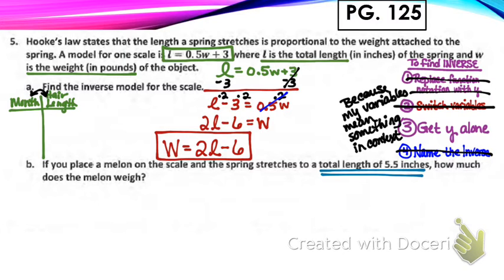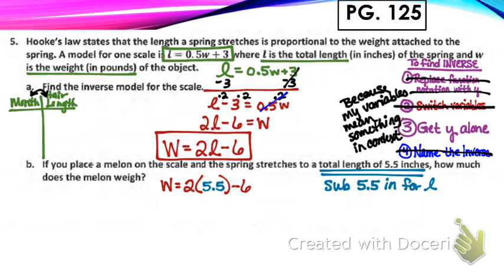What would I do with that length to try to figure out the weight? Yes, we're going to substitute 5.5 in the place of L. Since I'm substituting it in and the W is on the other side, this is my input. Once I substitute it in, I'm just going to perform those operations and get my answer. So I have 2 times 5.5 minus 6.